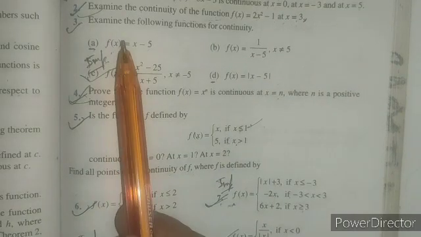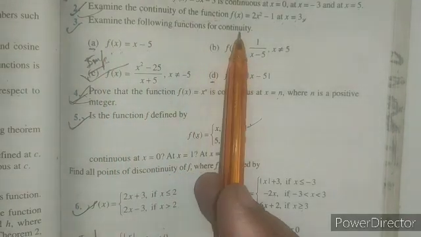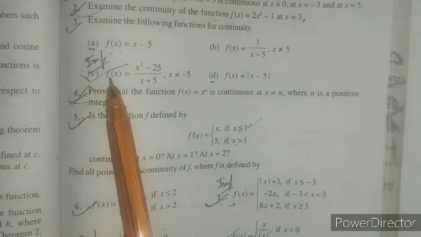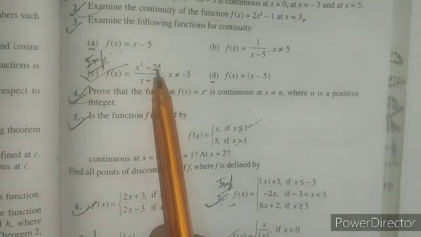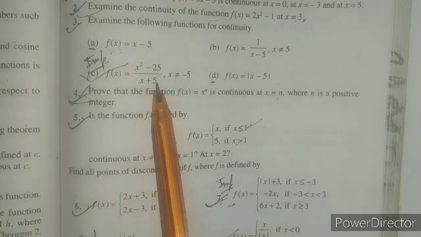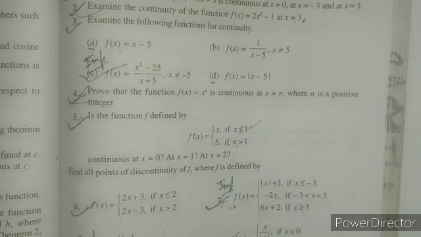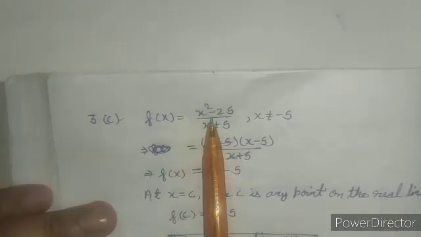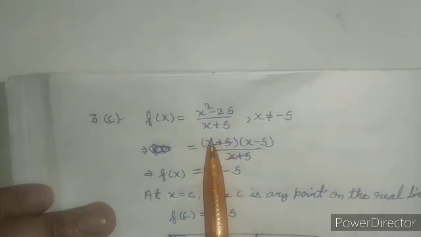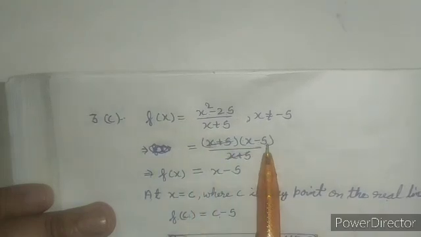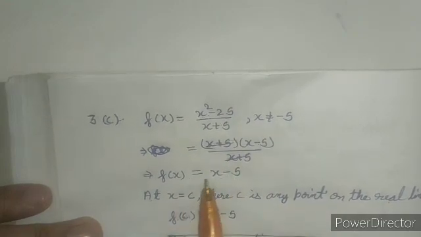And question number 3, we have to examine the following functions for continuity. So I am doing this C part of it, that is the function f(x) is equal to x square minus 25 upon x plus 5, where x is not equal to 5. Here the function f(x) is given to us. Now x square minus 25 can be taken as x plus 5, x minus 5, and so the function will reduce to x minus 5.